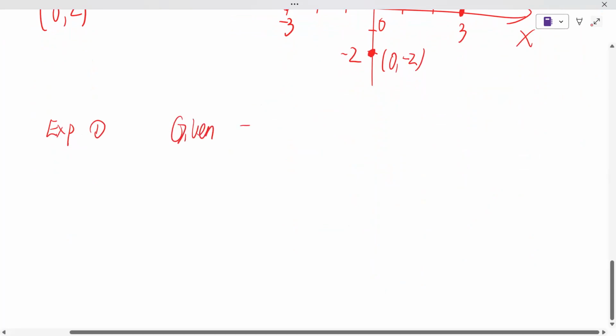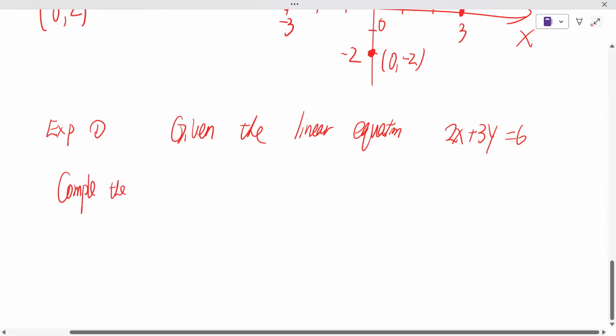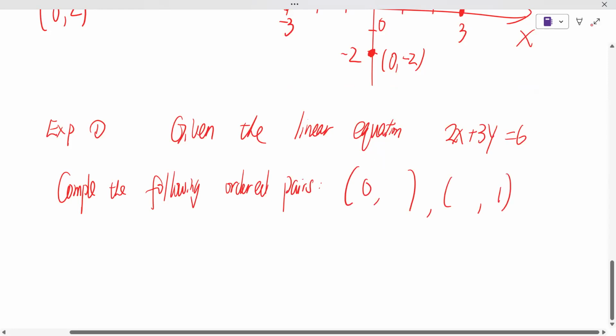Given the linear equation, let's say 2x plus 3y equals 6. So this is a linear equation in standard form. And you want to complete the following ordered pairs. First ordered pair, let's say 0, and then we don't know the other value. Second one is 1, right? Y value is 1. We don't know the other value.